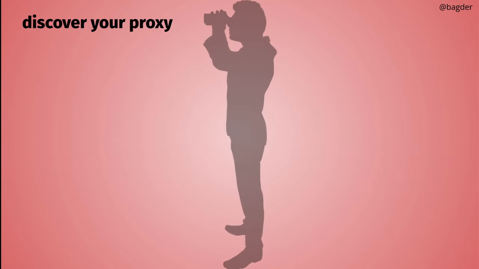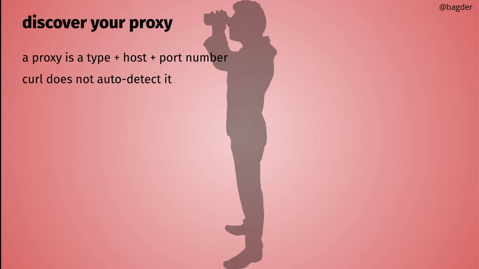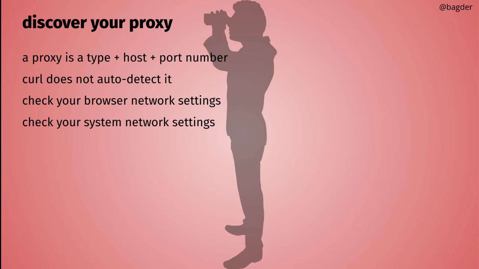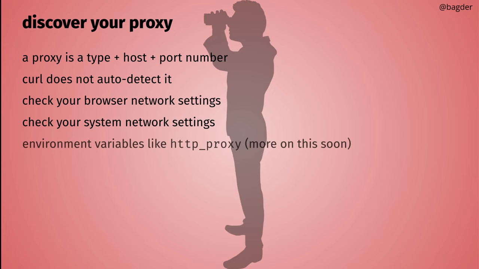A middleman. It is a common thing in enterprises, companies and organizations to have these mandatory things. So for example, maybe on your machine at work, you cannot connect to the server directly. You have to configure a proxy to reach the server. And how do you know which proxy your machine is using? Well, normally curl doesn't auto detect it. It can't find it by itself. You have to tell curl where it is. And usually you can find that out in your browser network settings or your computer's network settings, and there it is.